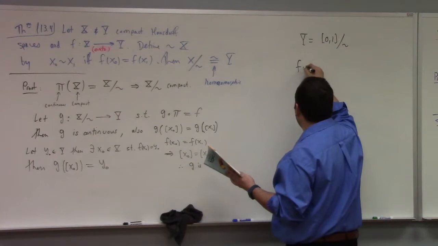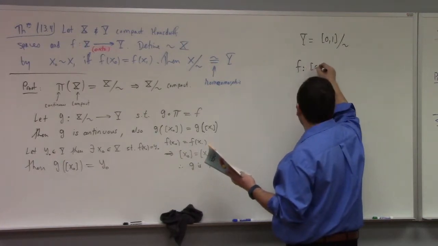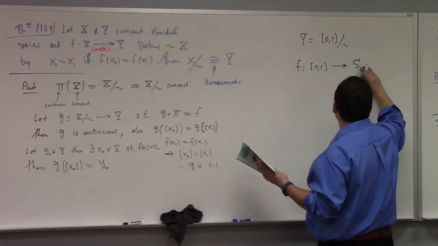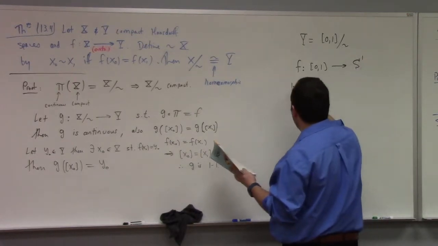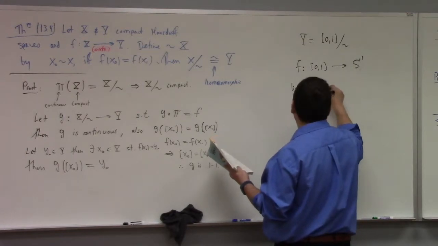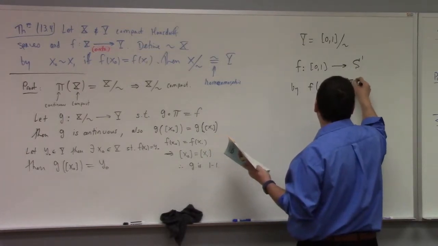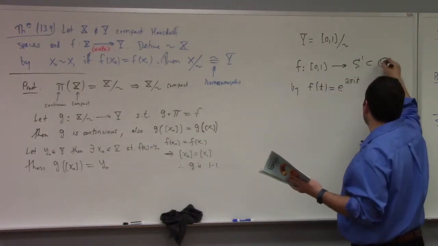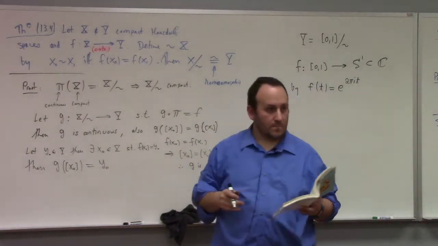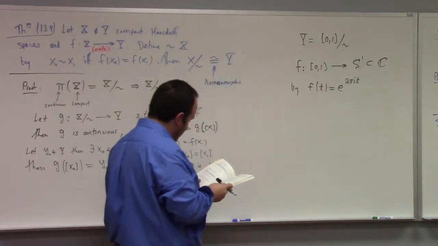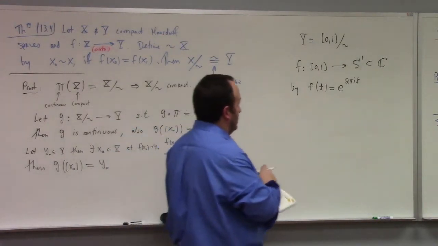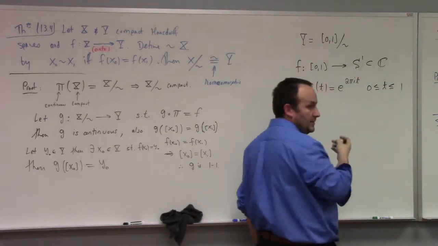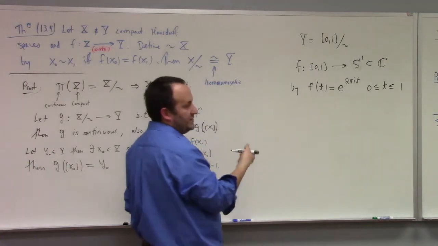f mapping [0,1] to the circle by f of t equals e to the 2 pi i t. All right? So we're viewing the circle as a subset of the complex numbers, okay? And so this function, for 0 less than or equal to t less than or equal to 1. So what does this do?